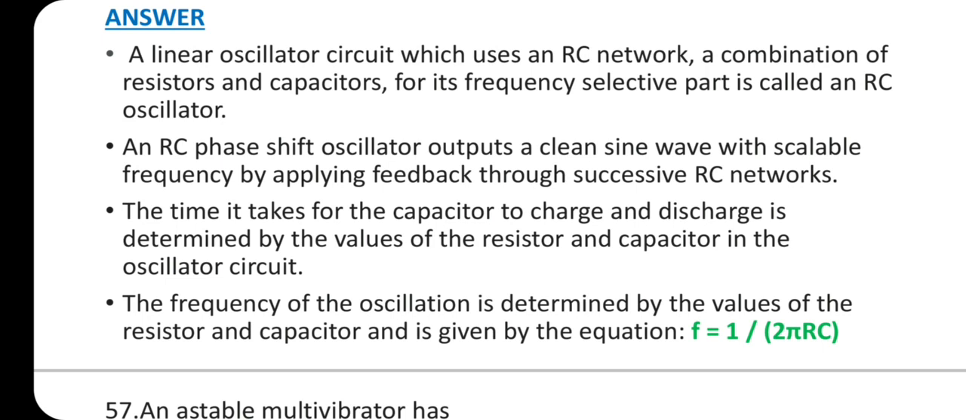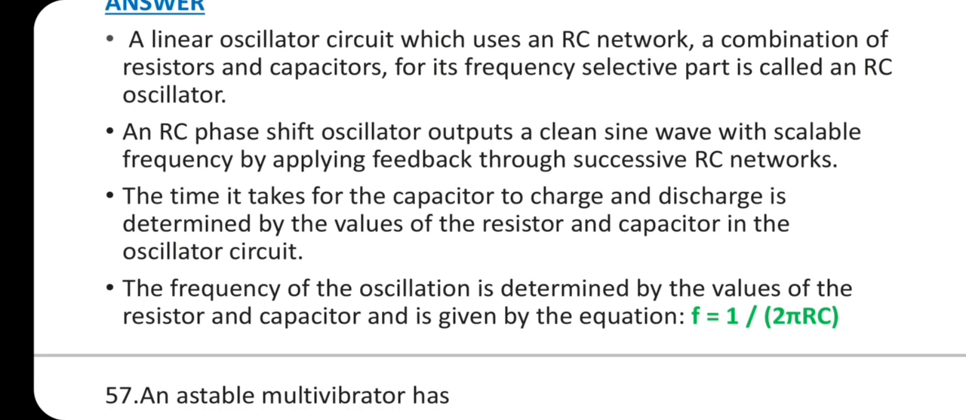The time it takes for the capacitor to charge and discharge is determined by the values of the resistor and capacitor in the oscillator circuit. The frequency of the oscillation is determined by the values of the resistor and capacitor and is given by the equation F equal to 1 by 2 pi RC, where R is the value of resistance and C is the value of capacitance.